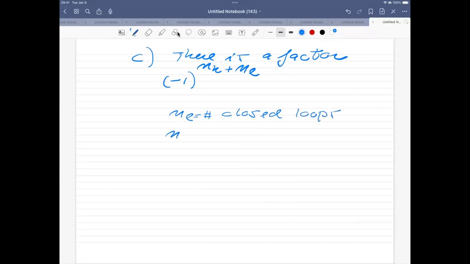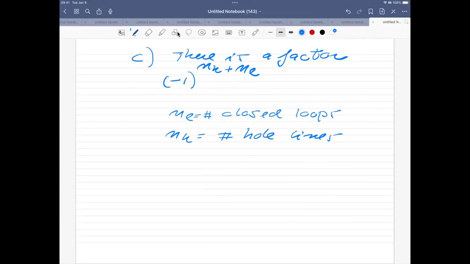And NH is equal to the number of whole lines. And I'm coming back to the demonstration of why we get such a factor. But now I just wanted to state the diagram rules.